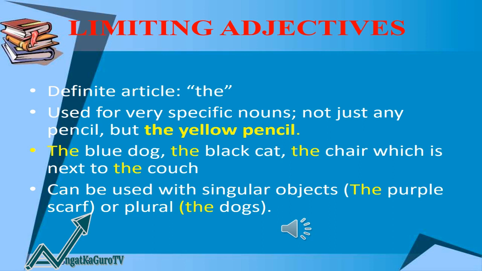The definite article the is used for very specific nouns, not just any pencil but the yellow pencil, the blue dog, the black cat, the chair which is next to the couch. The can be used with singular objects, the purple scarf, or plural, the dogs.